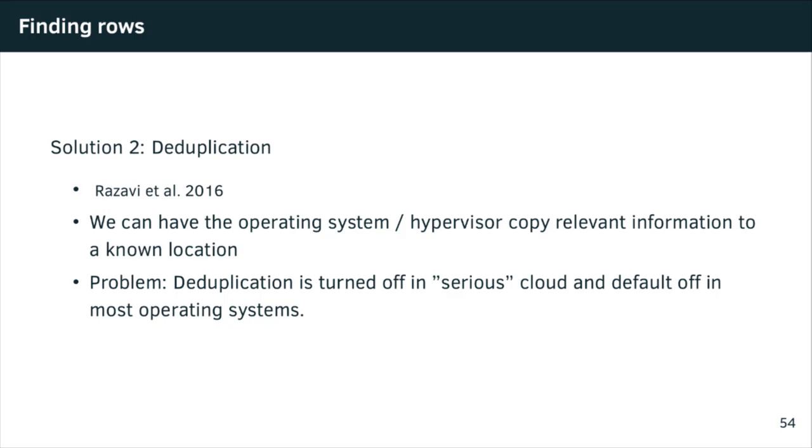The problem with this method is that deduplication is turned off in any serious cloud. The "serious" is in quotation marks. I actually mean it quite literally. I think if you use deduplication in your cloud, you're not a serious cloud provider. Also, it's default off in most operating systems, not just because of Rowhammer, but because there are other attacks on deduplication. It's just a bad idea.